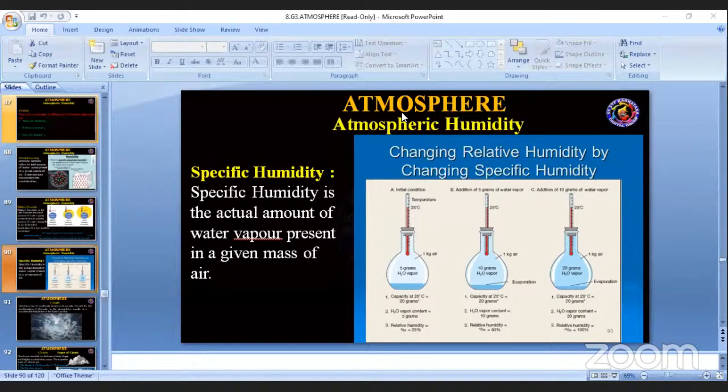Okay. No, sir. Which one you didn't understand? Relative humidity? No, sir. Specific.